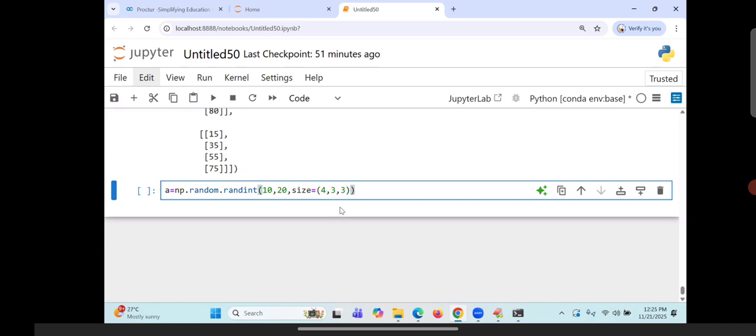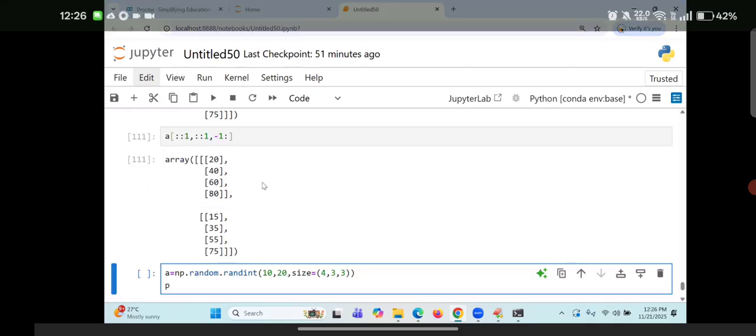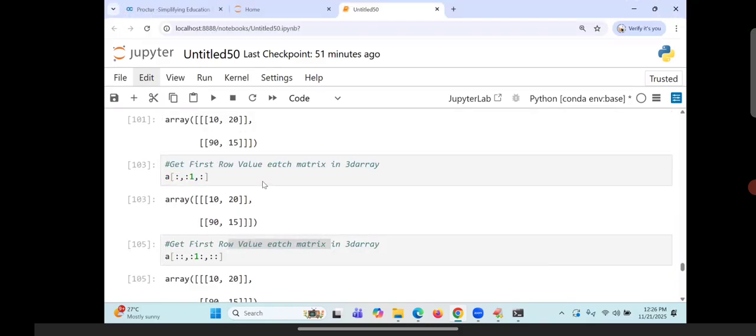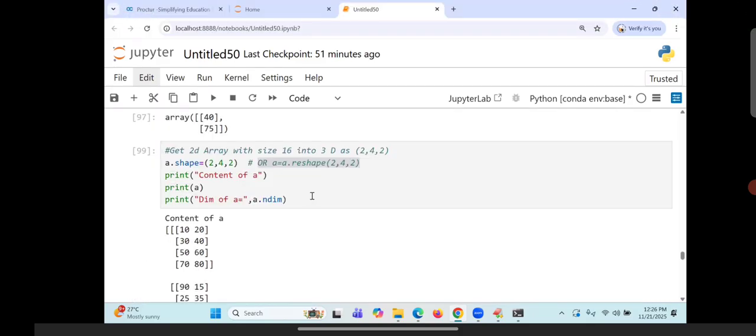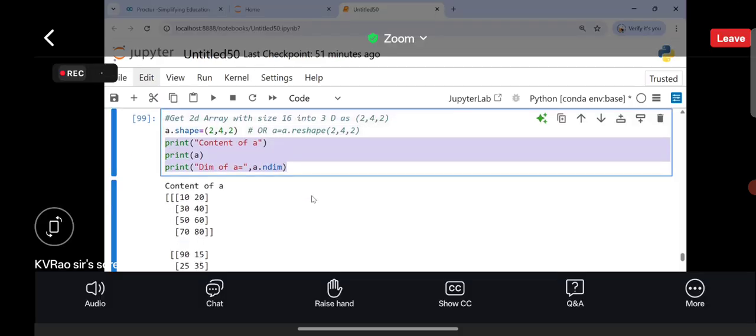Random integer values between what? 10 to 30. Low comma, high comma, size. You know that? Already over now? Yes. So, print of this kind of content I will bring it. Content of that, now I will bring it here.